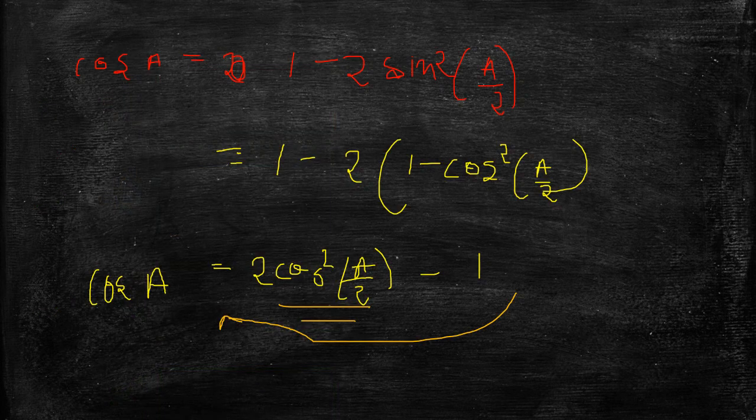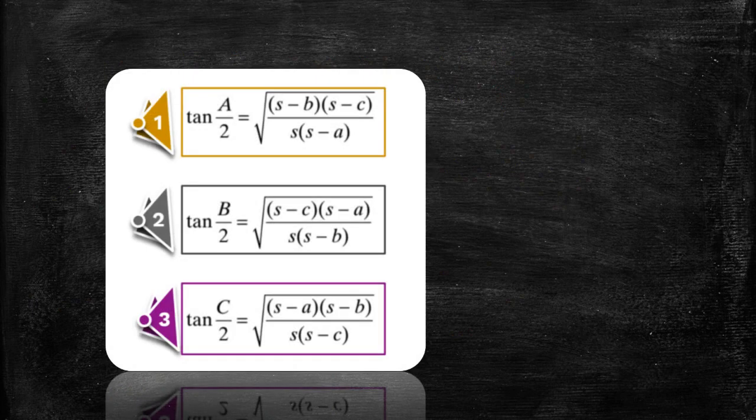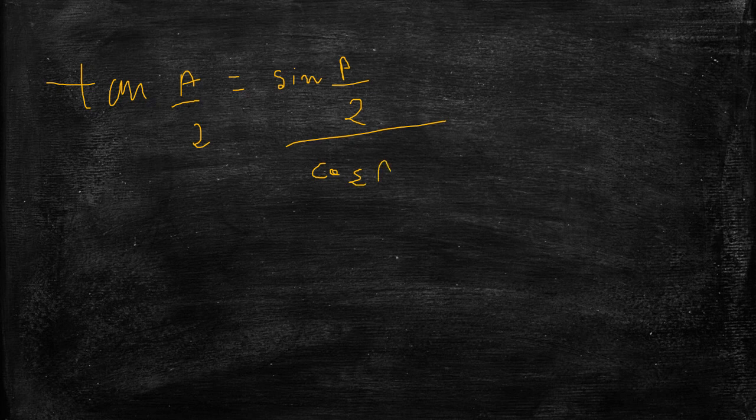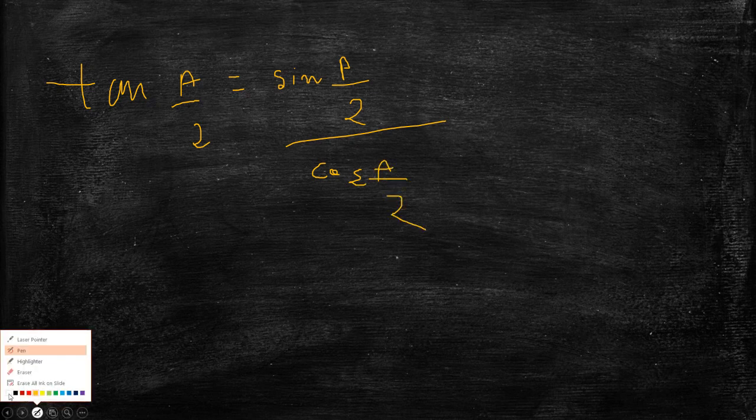I have one more set of three formulas for the half angle formula, that is tan a by 2, tan b by 2, tan c by 2. Now this is not that important. What I will use here is that tan of a by 2 is equal to sine of a by 2 upon cos of a by 2. So I will substitute the values of sine a by 2 and cos a by 2 that I found in my previous slide.